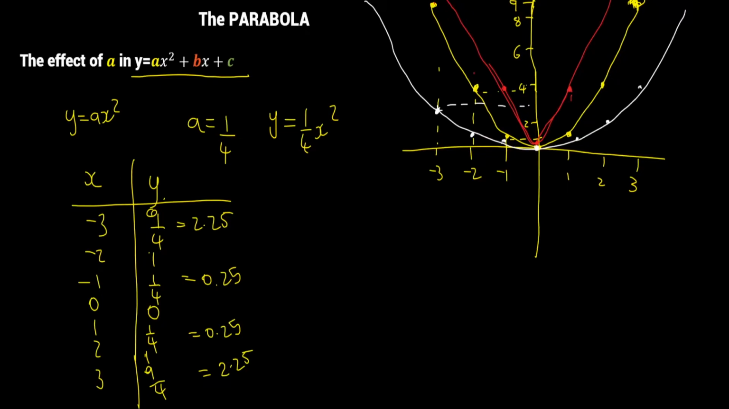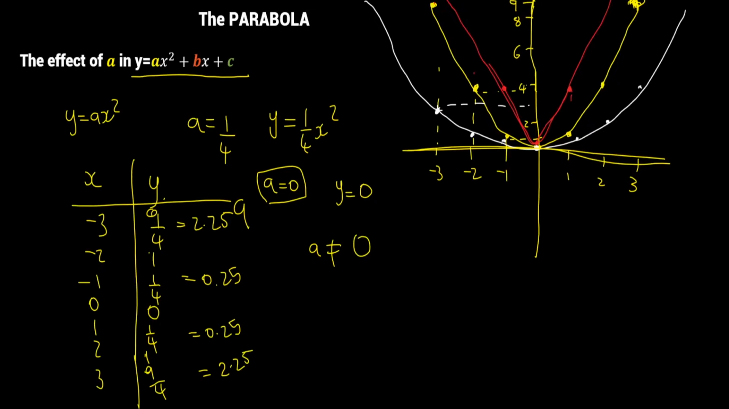And now when a is equal to 0, what happens? When a is equal to 0, we have y equals 0. So when a is equal to 0, we no longer have a parabola, because we're going to have a line, that is y equals 0. So we can conclude that a cannot be equal to 0, because when a is equal to 0, we no longer have a parabola.